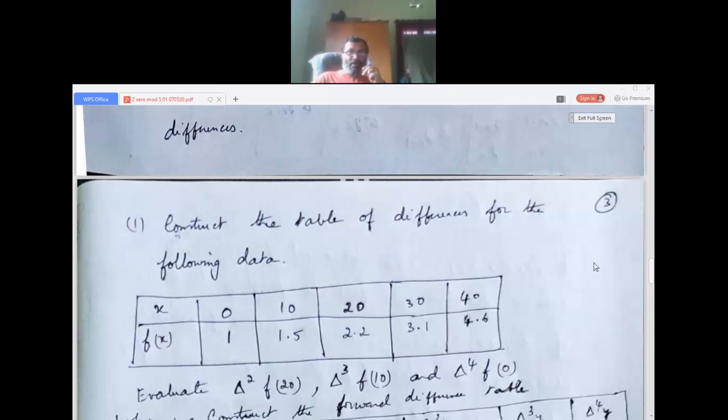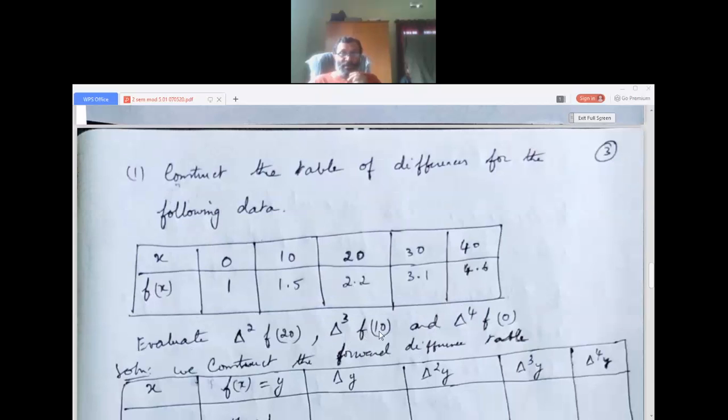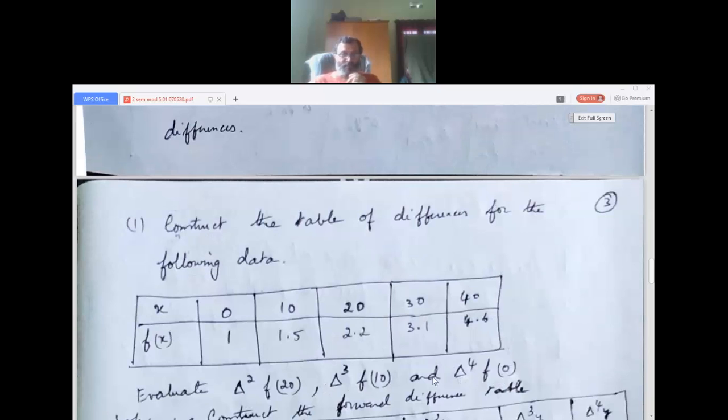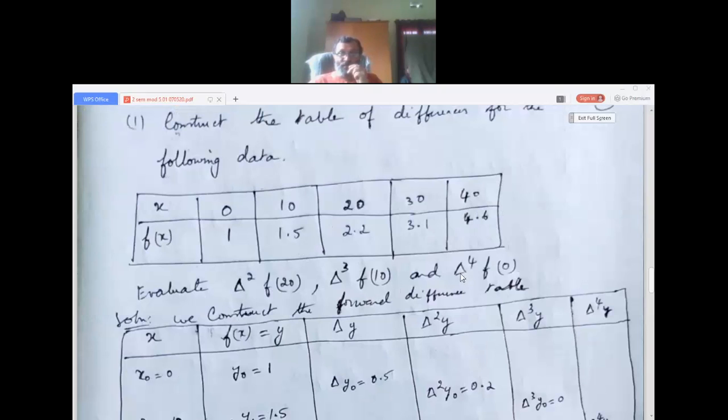When x value is 10, y value is 1.5. When x value is 20, y value is 2.2. When x value is 30, y value is 3.1, and when x value is 40, y value is 4.6. So evaluate del squared f of 20, del cubed f of 10, and del 4 f of 0. It is a forward difference table, so all are forward difference symbols. First we construct the forward difference table because we want till del 4, as the question says.